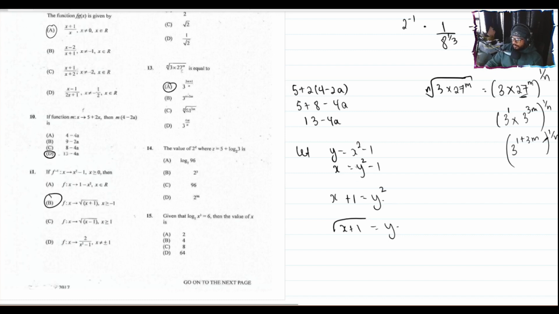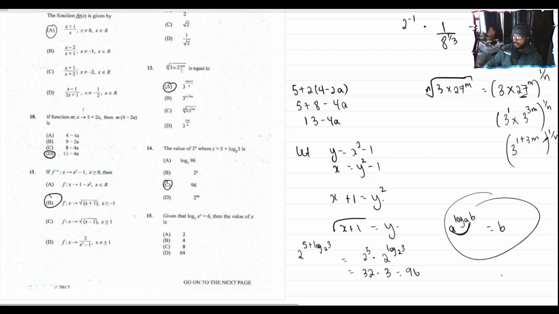The value of 2 to the power z, where z is equal to 5 plus log 3 to base 2. I'll get 2 to the power of 5 plus log of 3 to base 2. This is 2 to the power 5 multiplied by 2 to the power log of 3 to base 2. There is a law that states if I have a number raised to log of a number to the same base, and the bases are the same, this is just equal to b. So this is 2 to the power 5, which is 32, multiplied by 3, which is equal to 96.